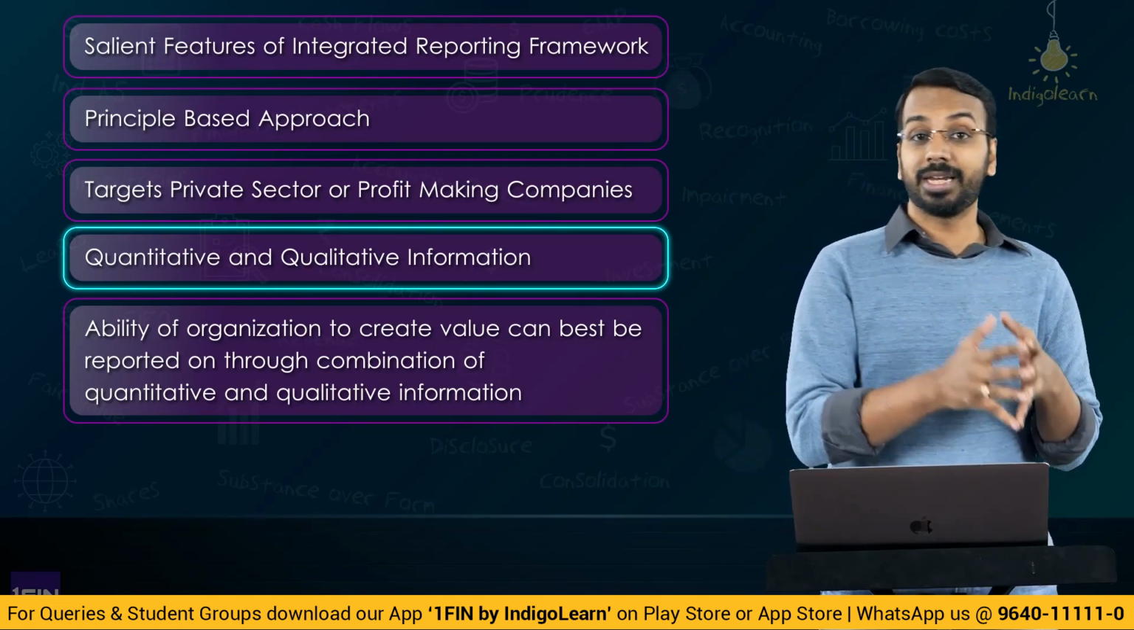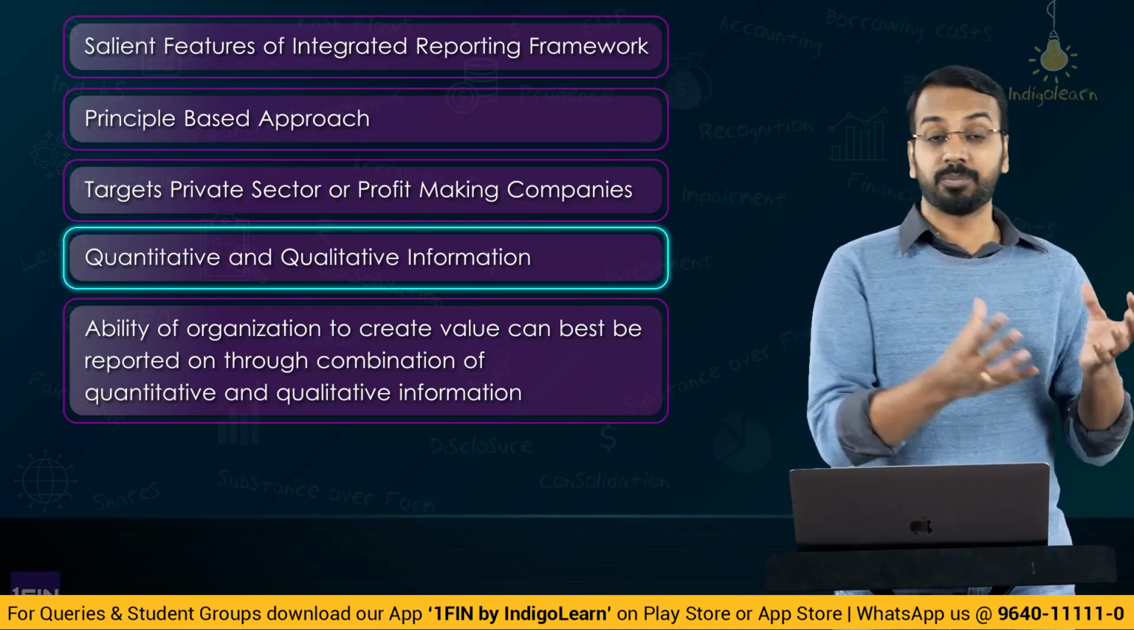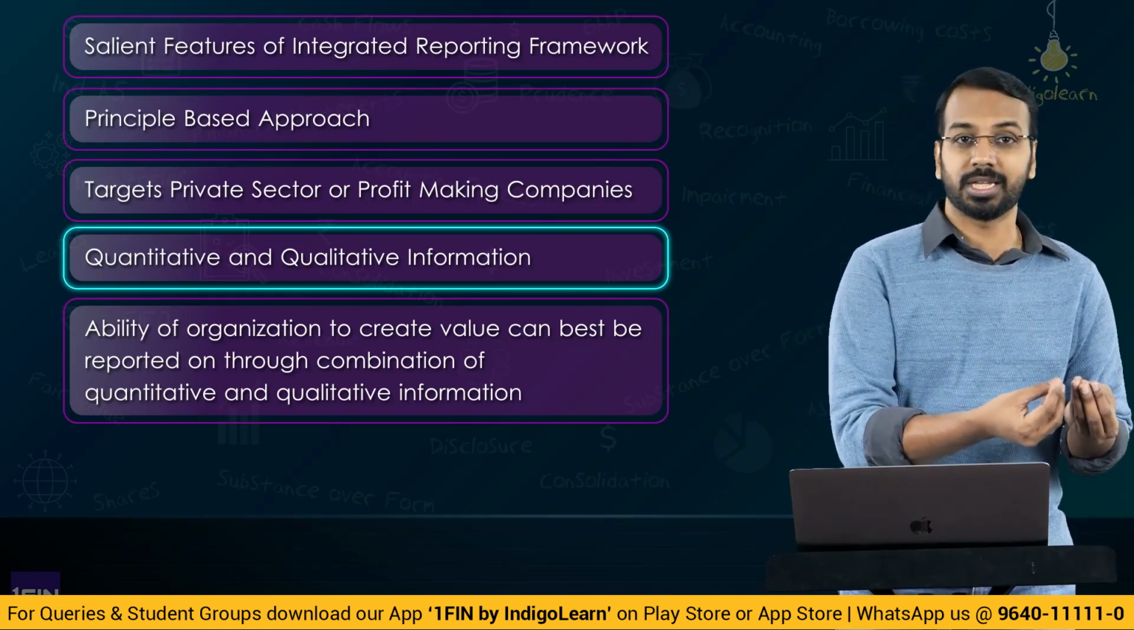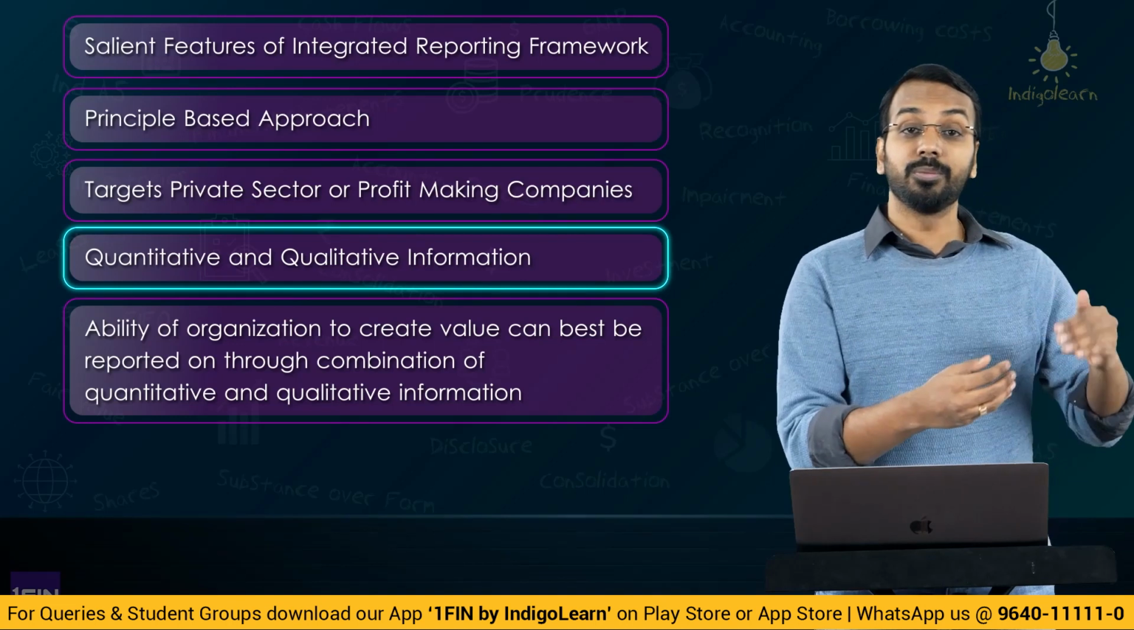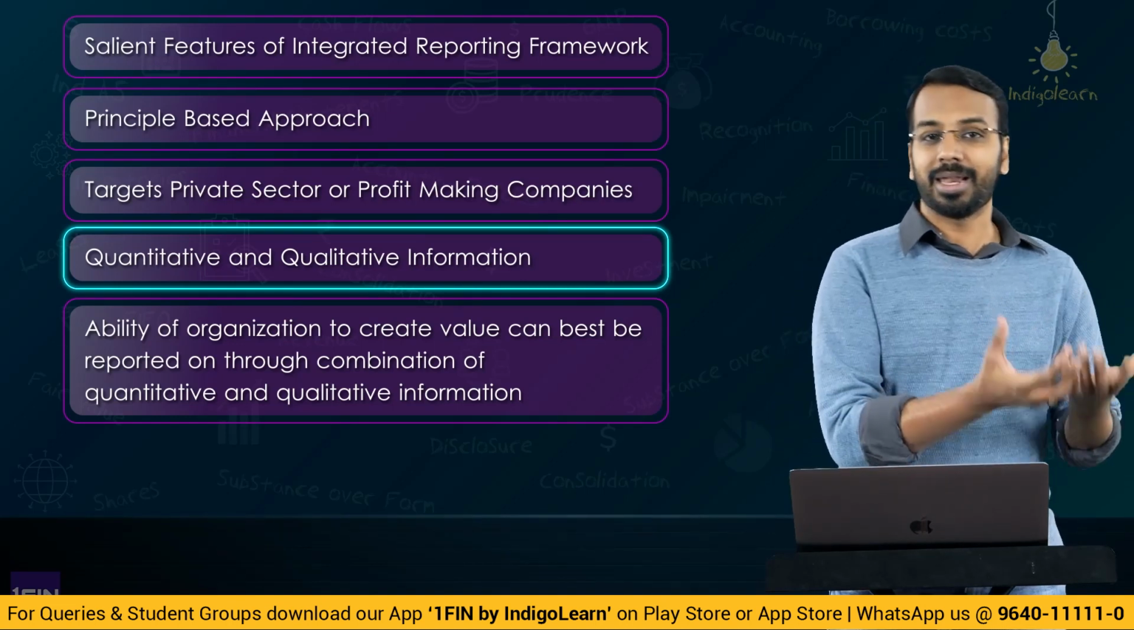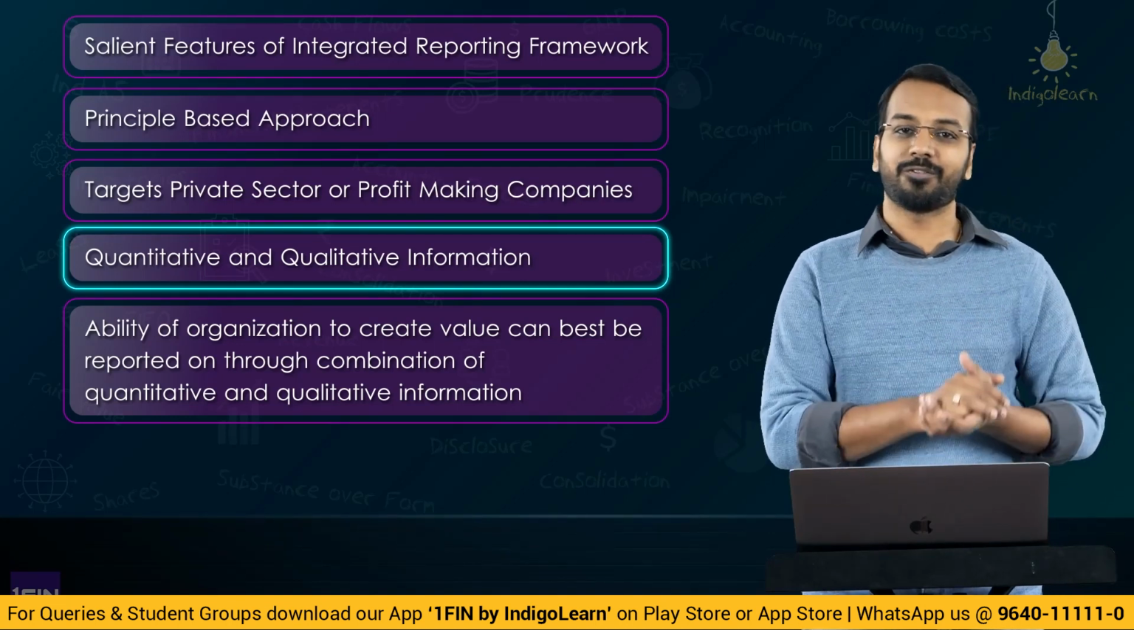Apart from that, qualitative metrics, let's say provision of education, upliftment of some sections of society. What is the company doing to improve the process? How is the company managing risk? All of that is qualitative information.